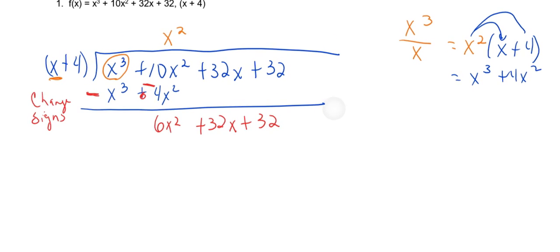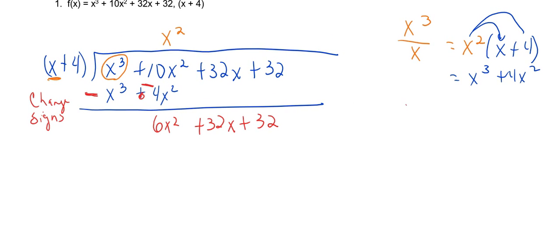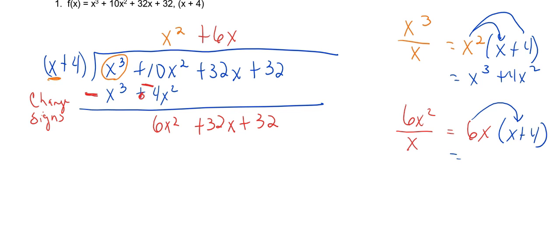We're going to repeat the process. We start with the first term that remains, which is 6x squared. We divide it by x, and when we simplify, we get 6x. We record it, and then multiply it by x plus 4 to get 6x squared plus 24x. We're going to record that, change our signs, and then simplify.